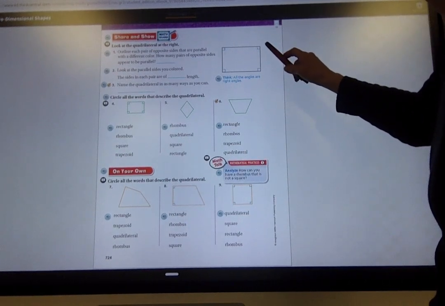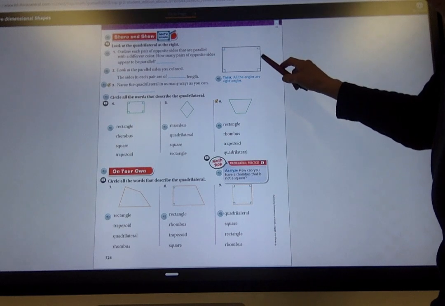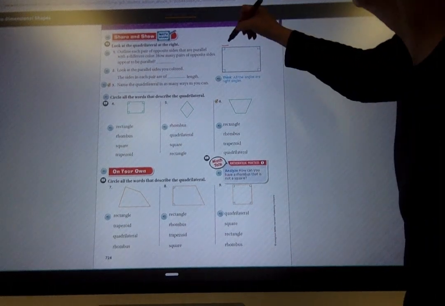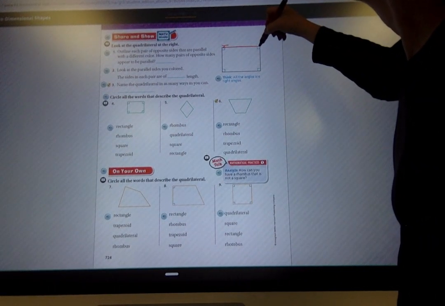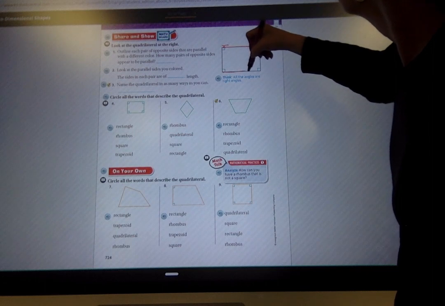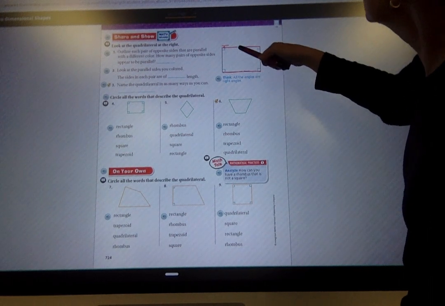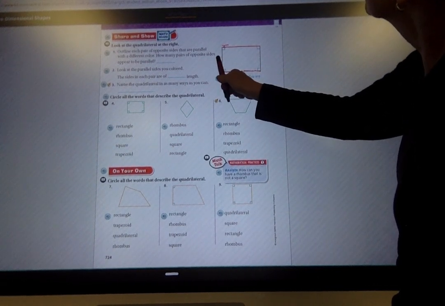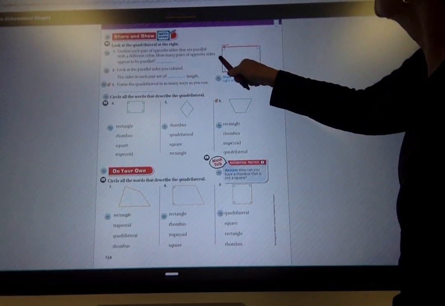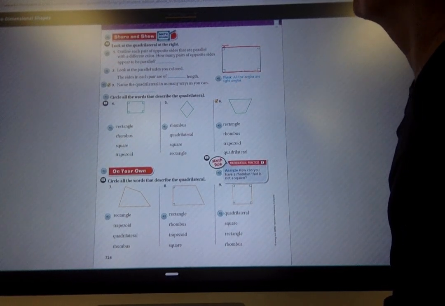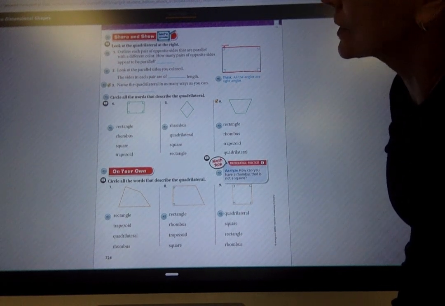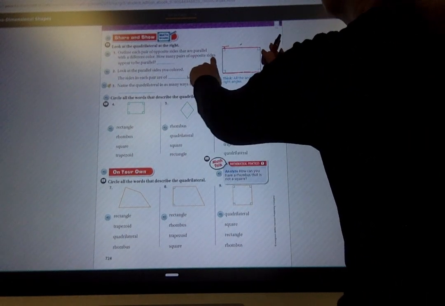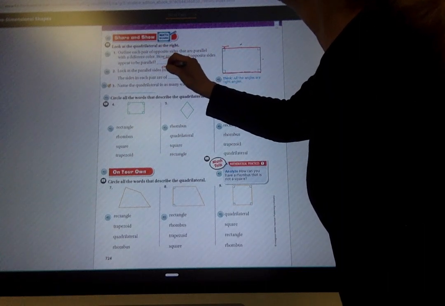So outline each pair of opposite sides that are parallel with a different color. So this I'm going to outline in red, and this one in red. They are opposite and they are parallel. These two are going to stay black, and they are opposite each other and parallel to each other. How many pairs of opposite sides appear to be parallel? Here's a pair, here's a pair. So that's 2 pairs.